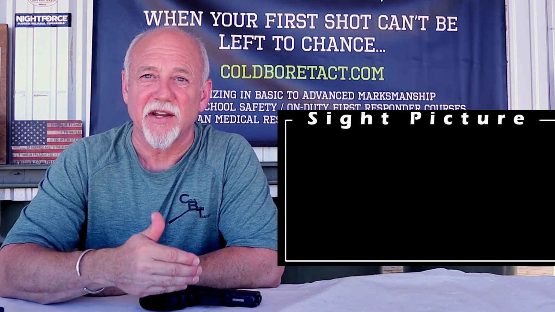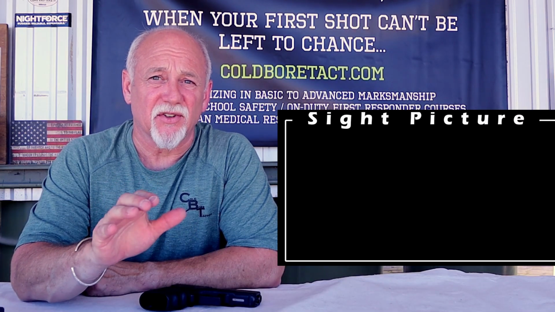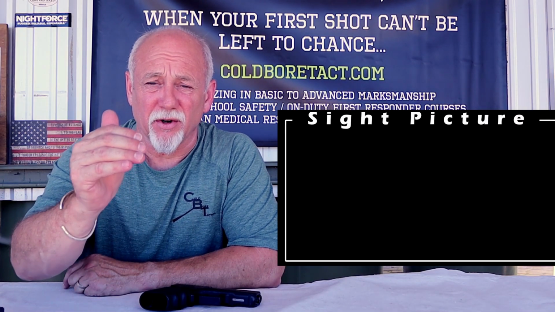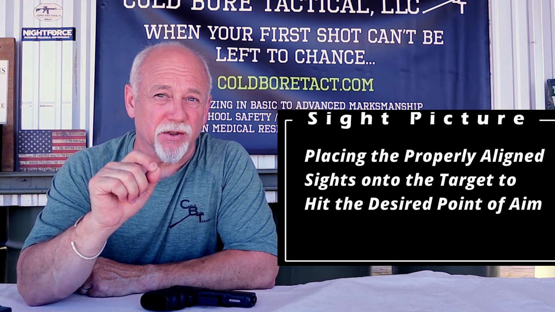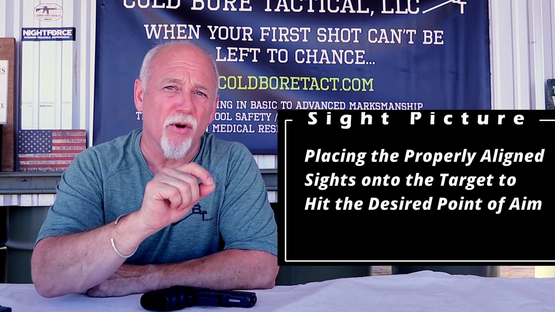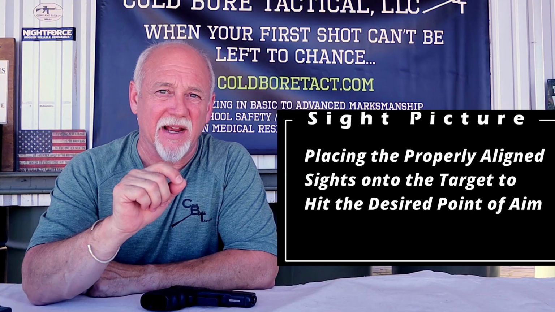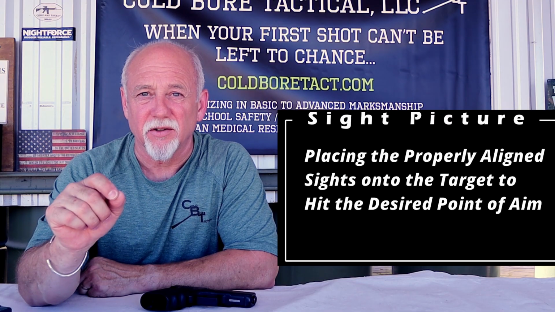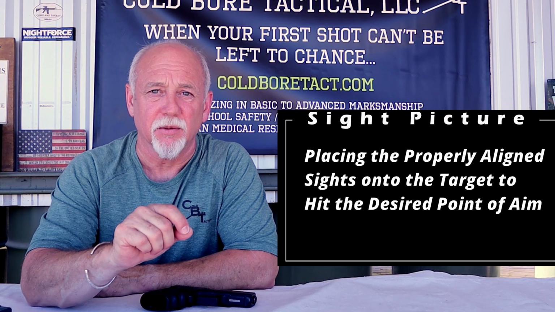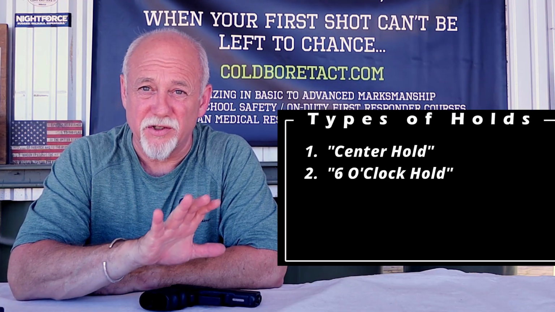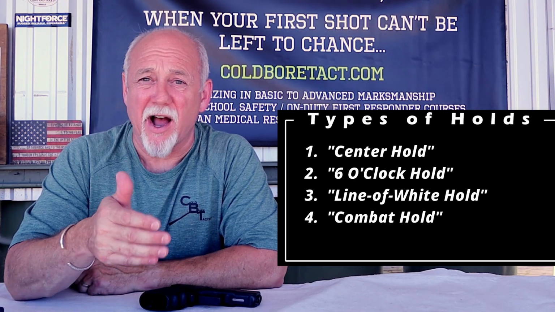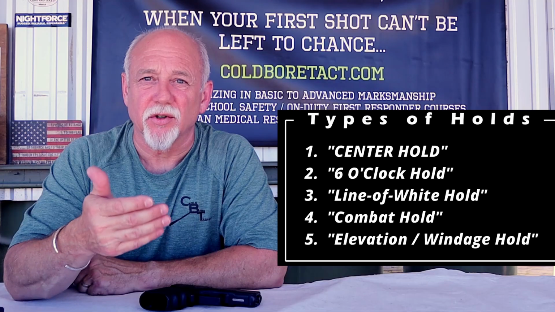Now let's pivot into the second component of aiming, sight picture. Once we have our sights aligned properly, so that they're equal height, equal light, or whatever adage you're going to use, sight picture refers to how we are going to place those aligned sights onto the target so that we hit our desired point of aim. Depending on what type of shooting you're doing, there are different types of holds you can use, but predominantly what is used is the center hold.